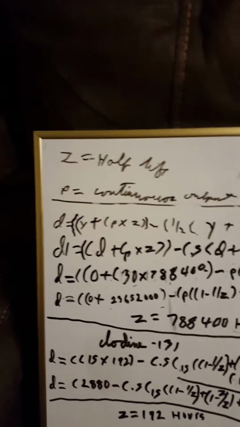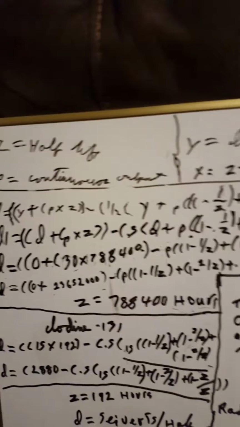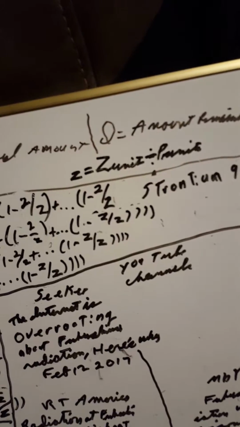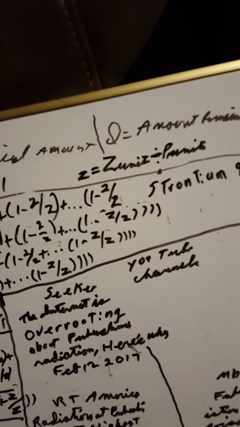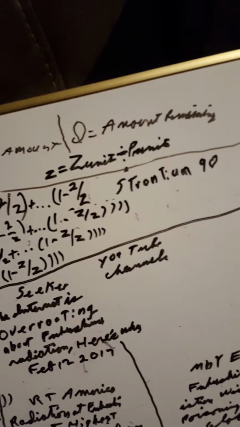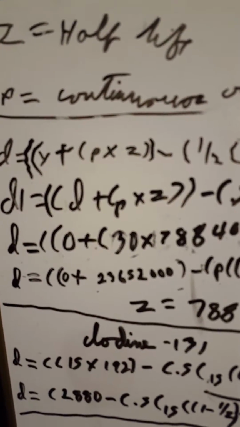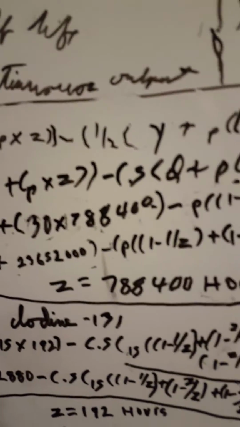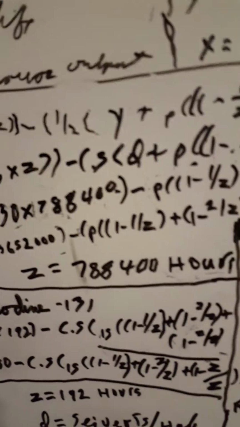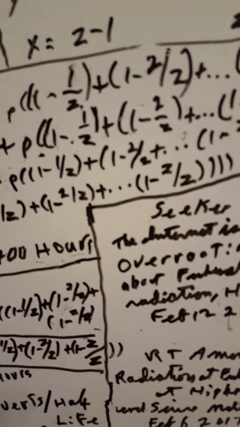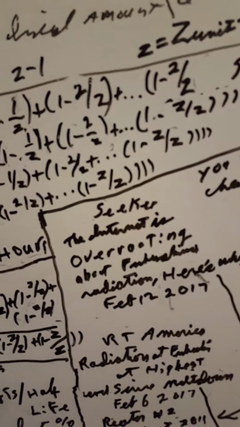Okay, you've got your Z for half-life, your P for continuous output, your Y for initial output, and Z equals Z units minus P units, where the largest number of units must be reduced to the smallest units, and D is the amount remaining. The original equation is D equals Y plus P by Z, all that minus 1/2 times Y plus P times 1 minus 1 over Z plus 1 minus 2 over Z plus 1 minus Z over Z. It goes all the way out to however many Z's you're using.